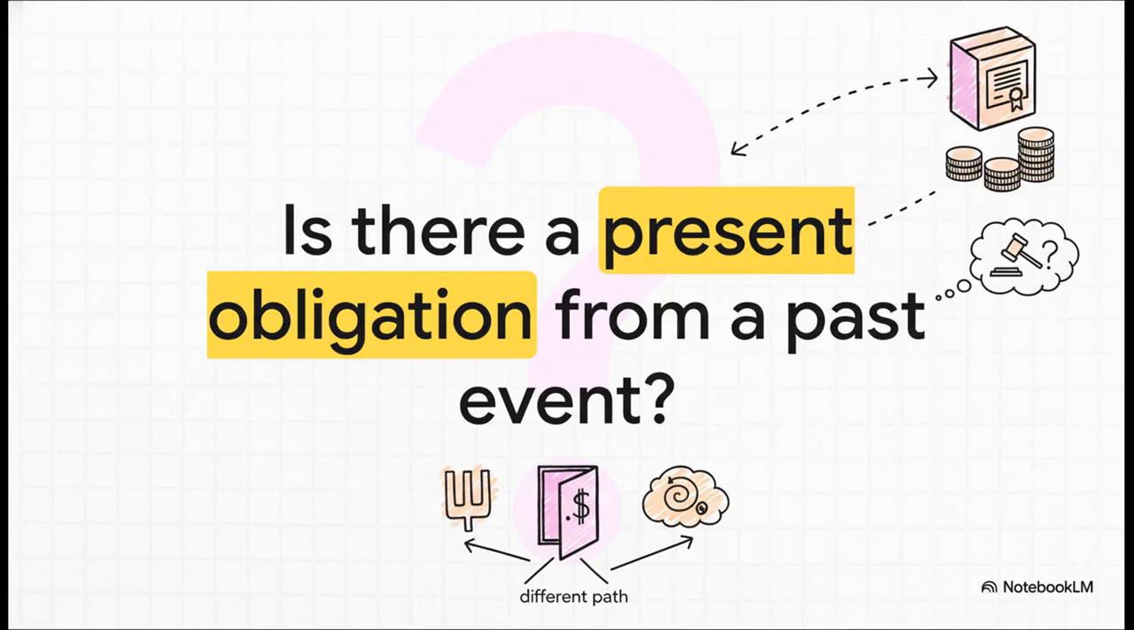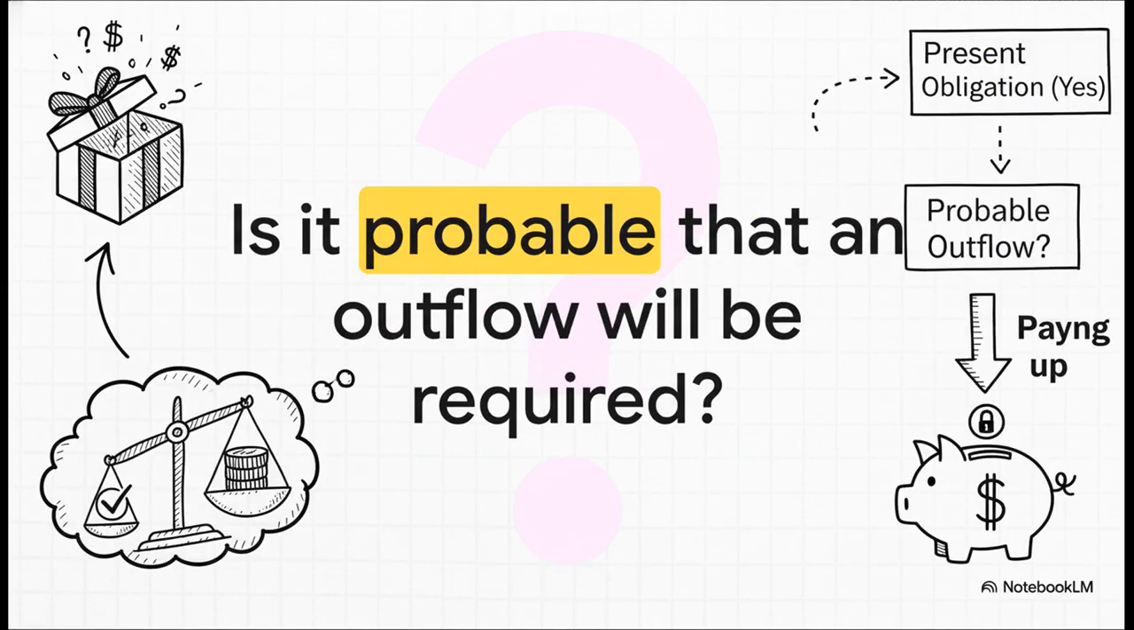Selling a product that has a warranty. That creates a present obligation. But a potential lawsuit? That might not. This is the gateway question. If the answer is no here, you're heading down a totally different path. Okay, let's say we have a present obligation. The very next checkpoint on our map is all about probability.